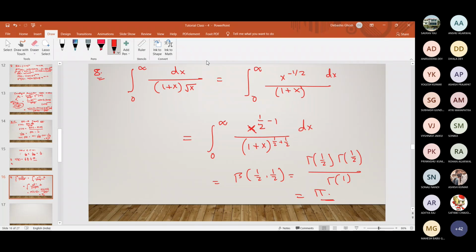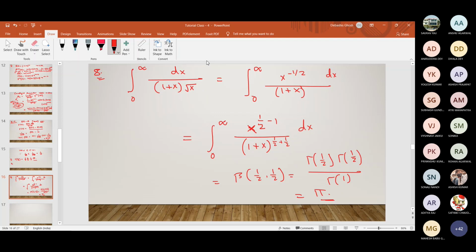Sir, how does beta half? Beta function ranges from 0 to 1. Yes, so sir, the limit must be 0 to 1. It is diverging. This integral cannot be solved. I have performed the mu test, and from the mu test it was showing it was diverging.